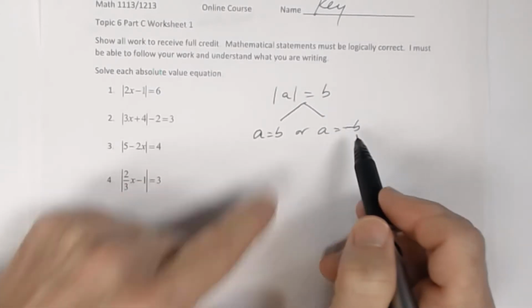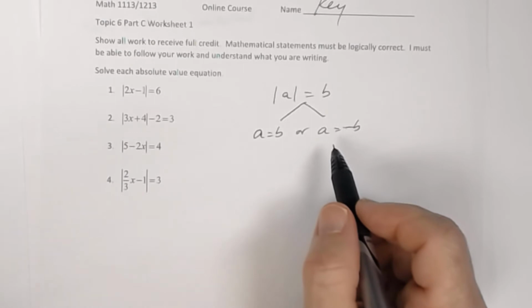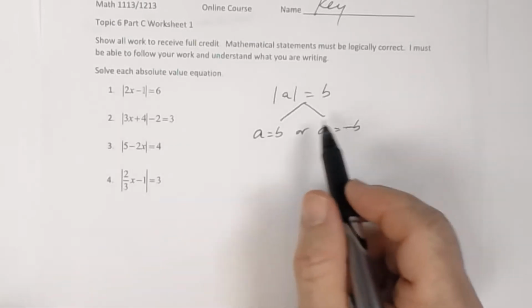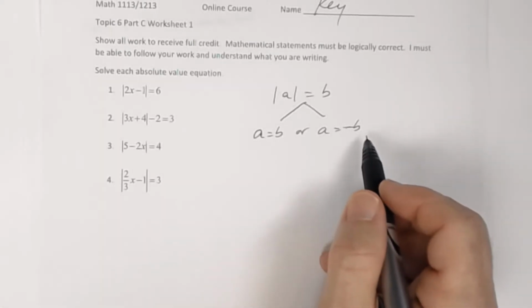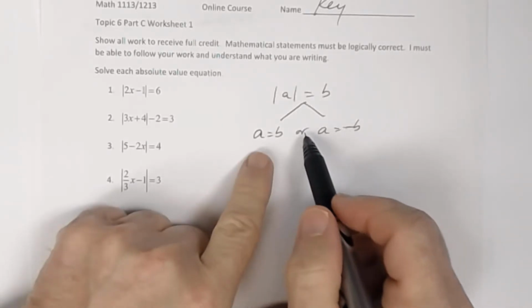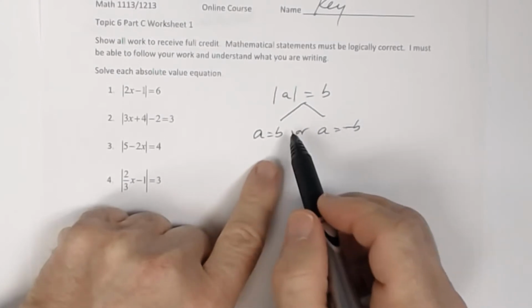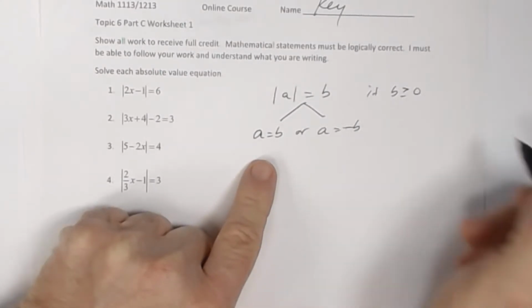So remember, if you go back to the lesson, the absolute value, when you think about it, is the distance that a number is from zero on the number line. That's how we defined it. So that's the idea we use here. You have B and you have the opposite of B. Now keep in mind that this is true if B is greater than or equal to zero.